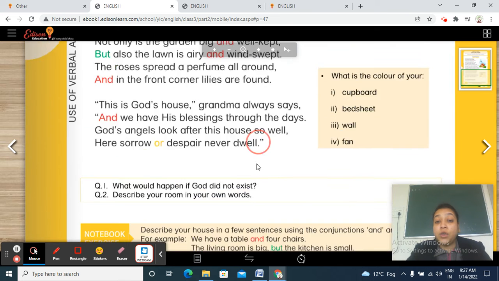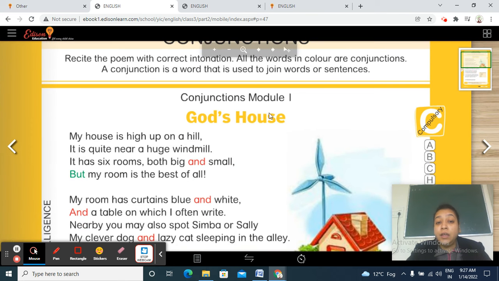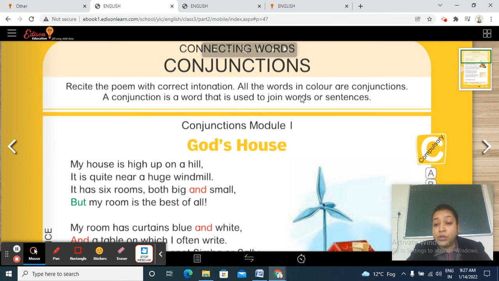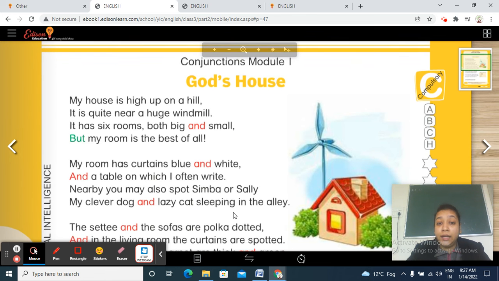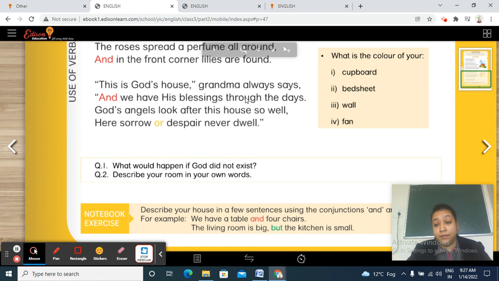Now, you are going to write the answer of these things here only. Then in your notebook, you are going to write the title of the rhyme. First of all, you are going to write the conjunction on the top of the page. Then God's house, second line. Then question number 1. What would happen if God did not exist? You're going to give me the answer of this. Use your imagination.